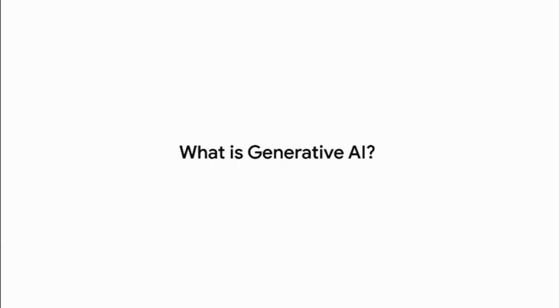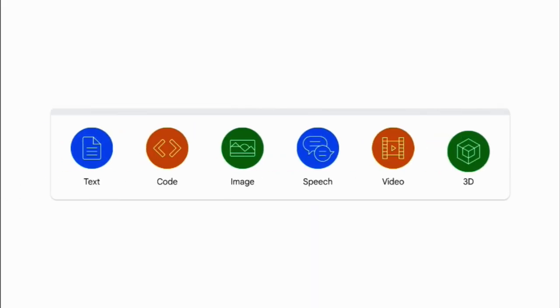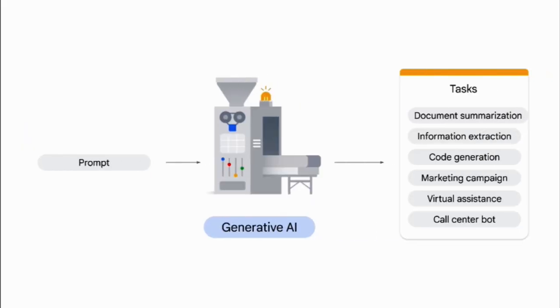What is generative AI? It is a type of artificial intelligence that generates content for you. What kind of content? Well, the generative content can be multimodal, including text, images, audio, and video. When given a prompt or a request, generative AI can help you achieve various tasks, such as document summarization, information extraction, code generation, marketing campaign creation, virtual assistants, and call center bot. And these are just a few examples.